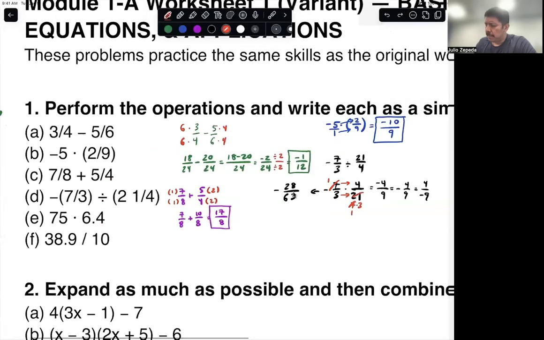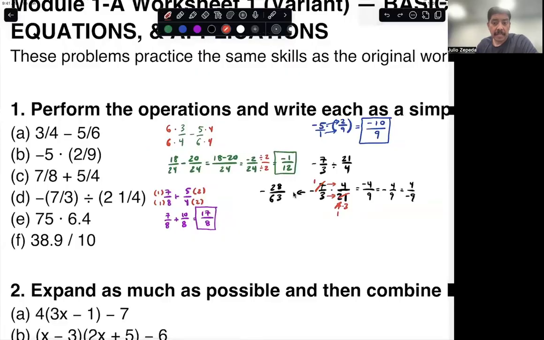Okay, so that's adding, subtracting, multiplying, and dividing fractions. And then the last two problems are on multiplying decimals. Let's take a look at F first.